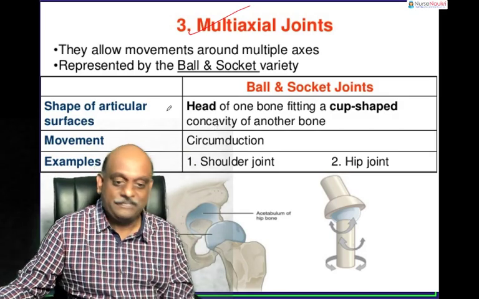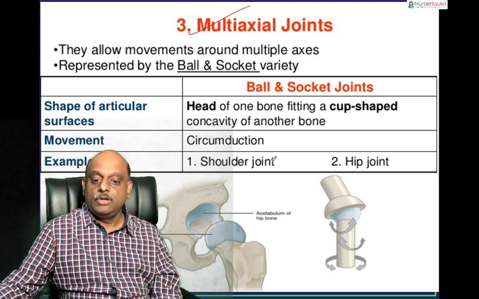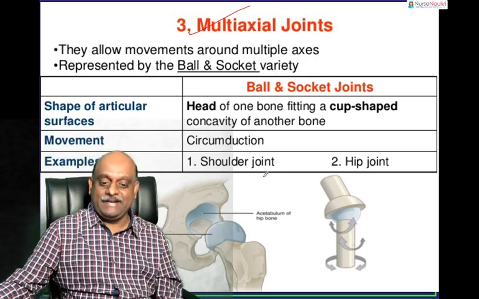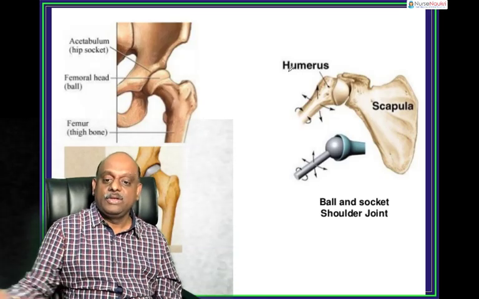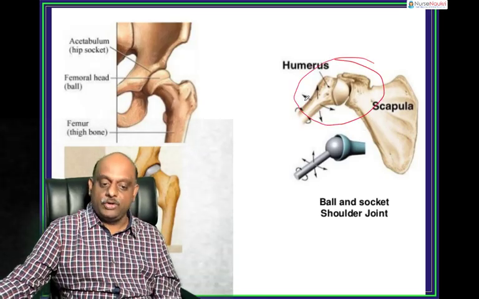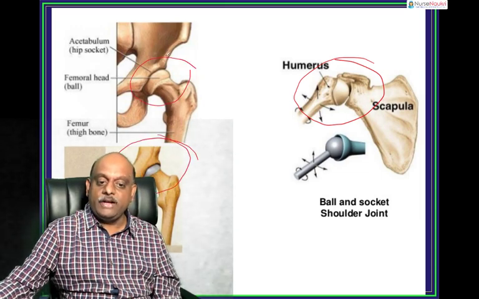Yes, good. So, ball and socket joint: shoulder joint, hip joint, classical examples. So here you have a ball and socket in the shoulder, and also in the hip you have the ball and socket.